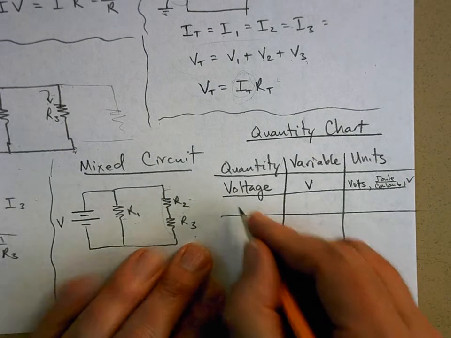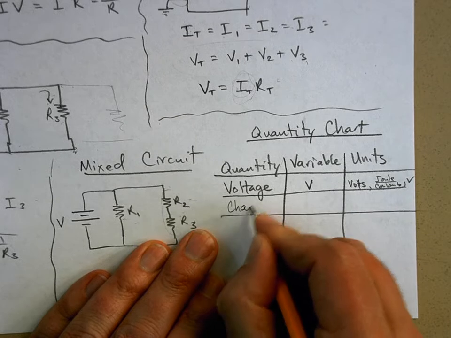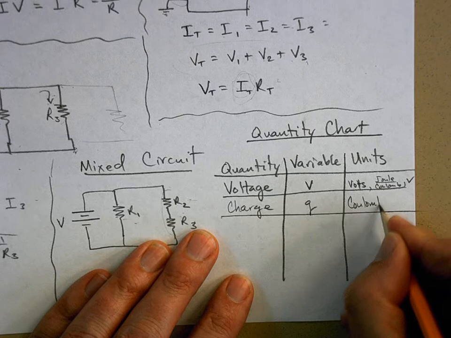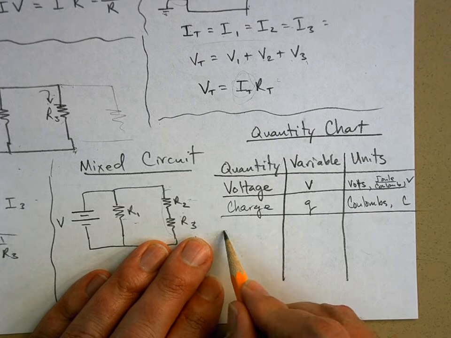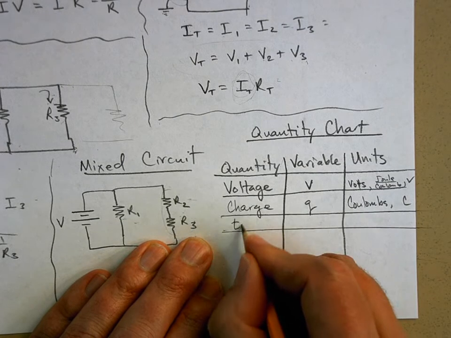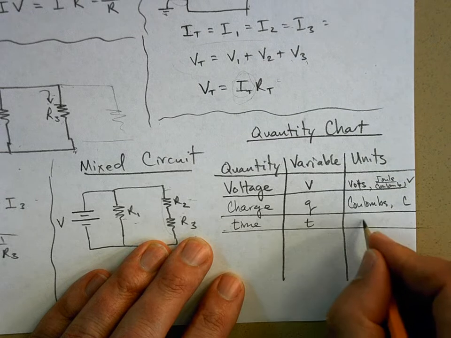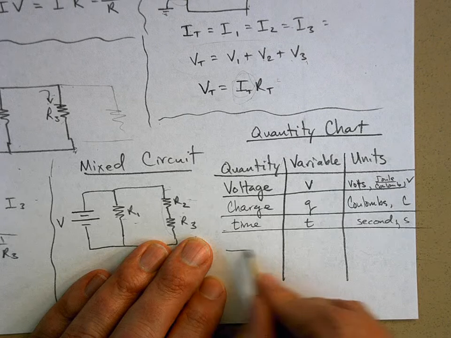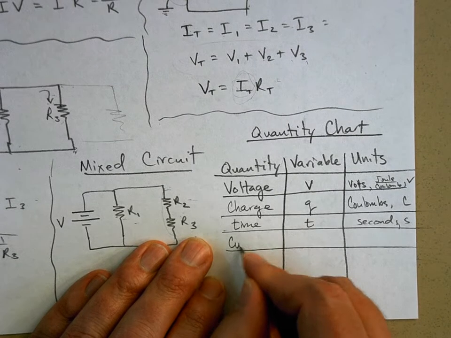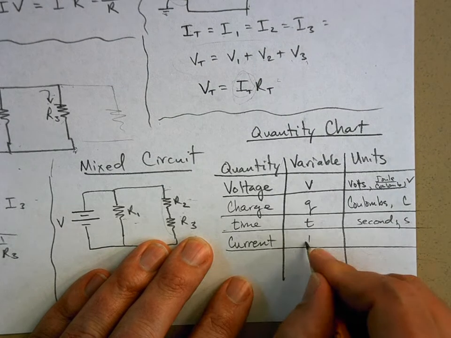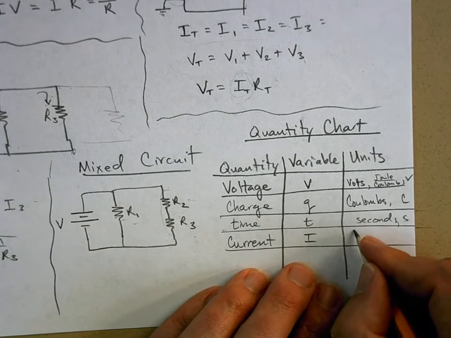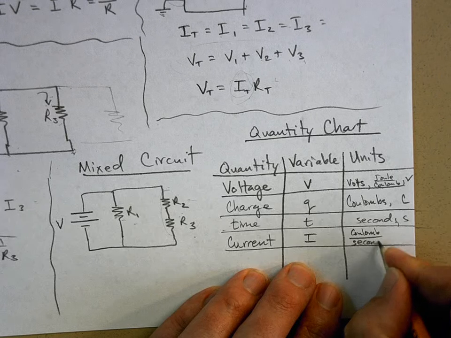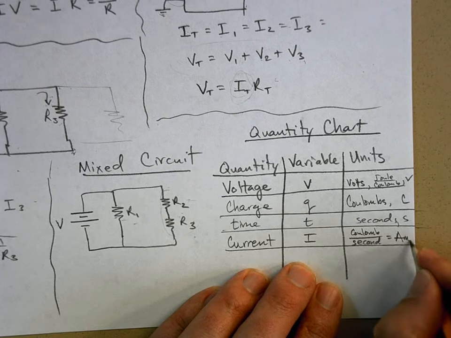Then we have charge, Q, coulombs, C. Time, T, seconds, S. Current, I, what is that current? Is it coulomb per second? Which is called an amp. And we abbreviate it with an A.